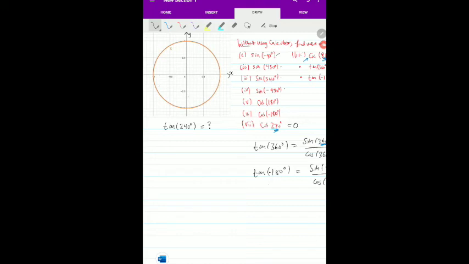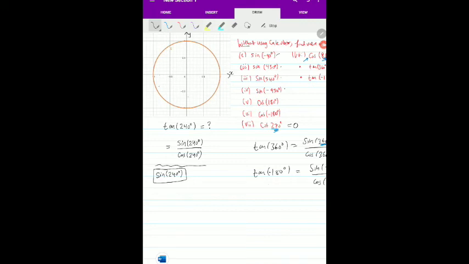So this is equal to sine of 240 degrees divided by cosine of 240 degrees. Okay. Now, we have to individually work out what sine of 240 degrees is, and we need to work out what cosine of 240 degrees is. So let's focus on sine of 240 first.